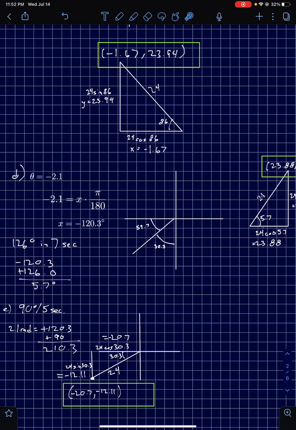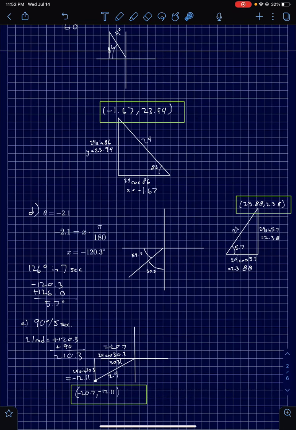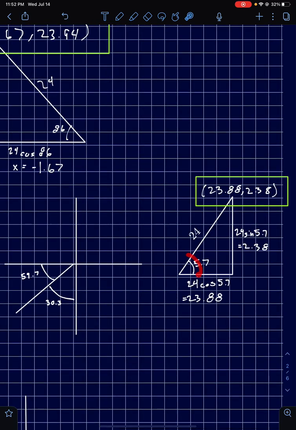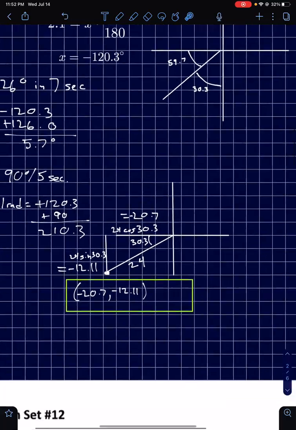So we figured that he moved 126 degrees in 7 seconds. So you just do negative 120.3 plus 126.0, and you get 5.7. And then we can make a reference triangle like you see over here, and do the same thing we've been doing the whole time, and you get these coordinates.